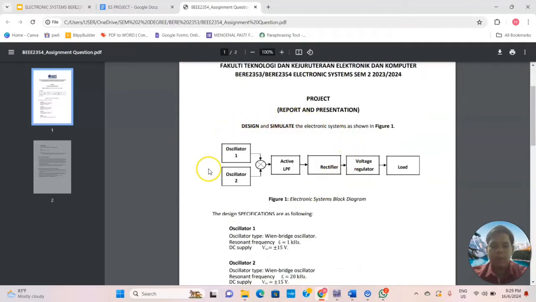So now I will pass to my friend to present and explain about oscillator 1, oscillator 2 until the circuit load. That's all.